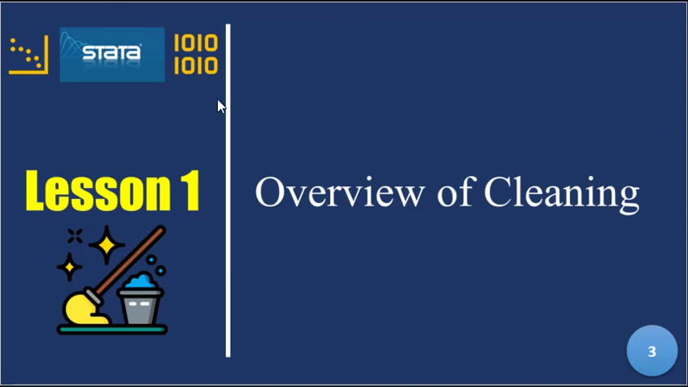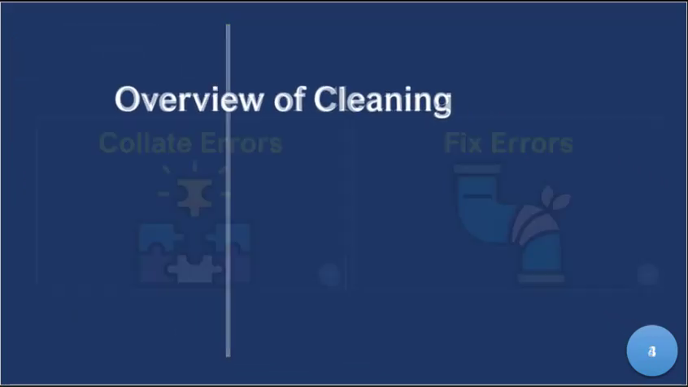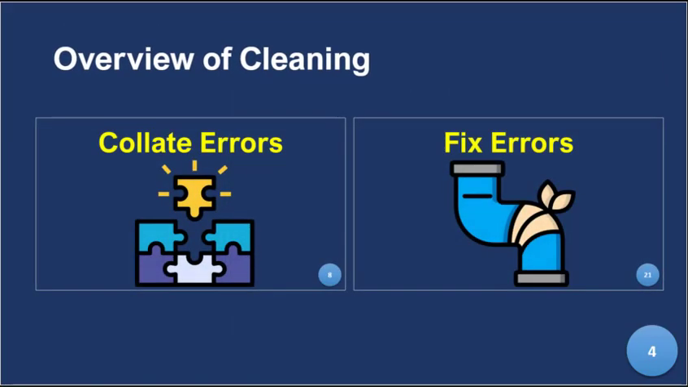Okay, so let's go into those two things that are critical. There are two things critical for the cleaning overview. You need to collate the errors and you need to fix them. Very straightforward. Collate and then fix.